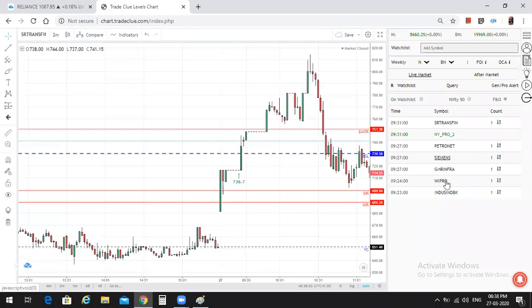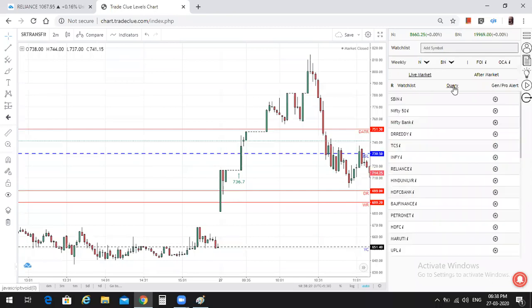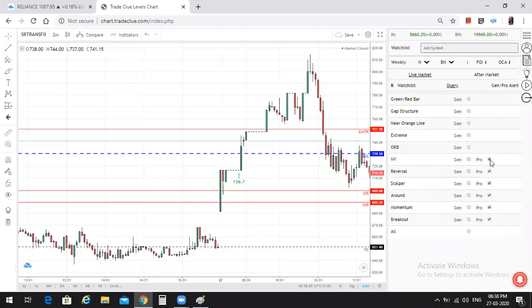Let's understand each of them. So first thing over here, again, I'll clarify in the live market, go to query. It's already been selected over here. You can also select this NY general. Now general means it is not very much refined. Okay, you might get a good trade from this or not. And ORB, as we have already discussed, I'll also click this and see what the ORB alerts are. So let me click after we finish the NY Pro. I'll also show you ORB. So ORB is general. You'll get a lot of ORB alerts, the opening range breakout concept that we discussed.